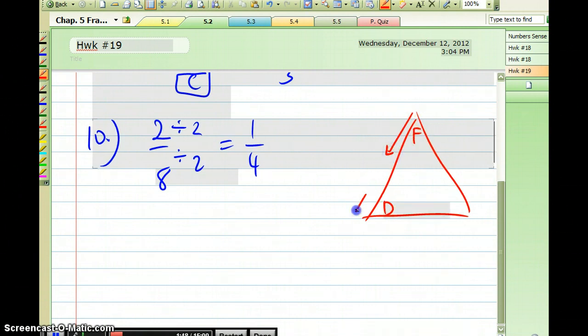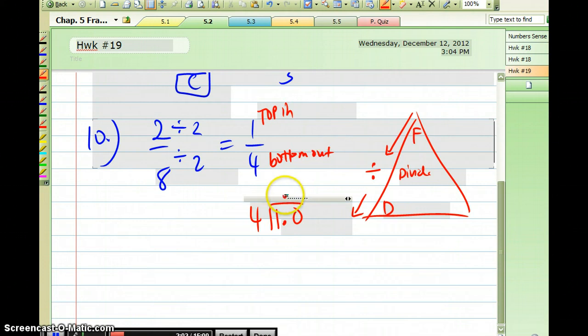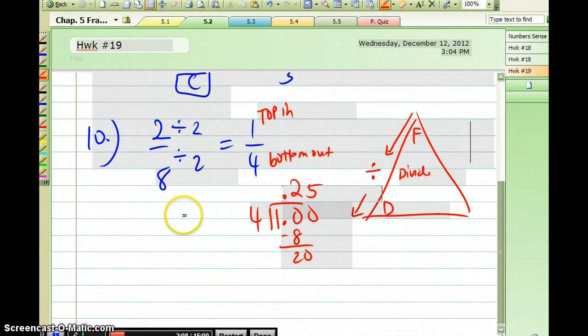If I go from fraction down, then I divide. So I divide 1 in the box, 4 outside, so top in, bottom out. Okay, and when I divide, I get 2, 5, so 0.25. Or maybe you knew that because you've memorized it.